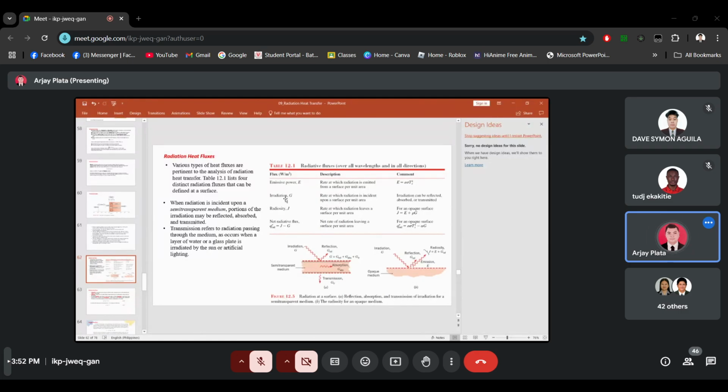Irradiation is the amount of energy incident upon a surface area. So irradiation can be reflected, absorbed, or transmitted. Radiosity J is the rate at which radiation leaves the surface per unit area. So for an opaque surface, J equals E plus rho times G, or irradiation. So please don't forget these equations. Okay? And then we have the net radiative heat flux, the net rate of radiation leaving a surface per unit area.